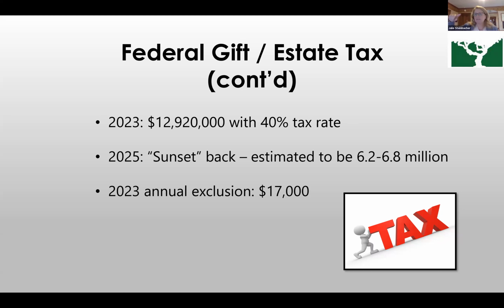So it only goes up. It's inflation indexed, but it only goes up when it flips another 1,000. So in 2025, it probably won't go up. 2026 or 2027, depending on inflation, it'll probably go up to 19. But for 2024, it's $18,000 as that annual exclusion amount.